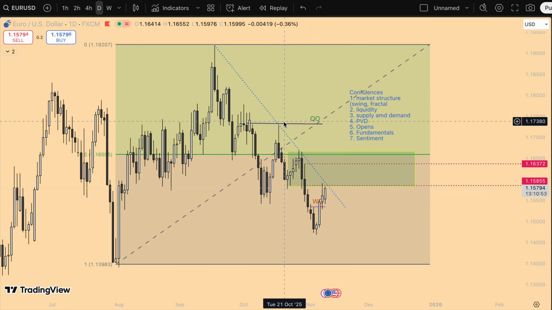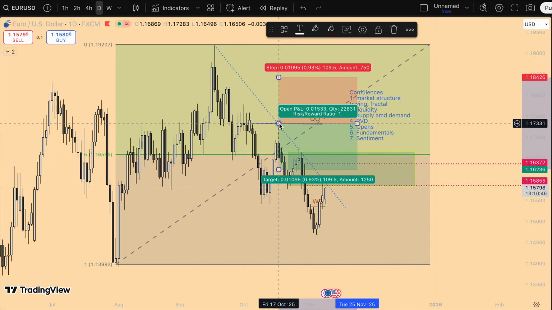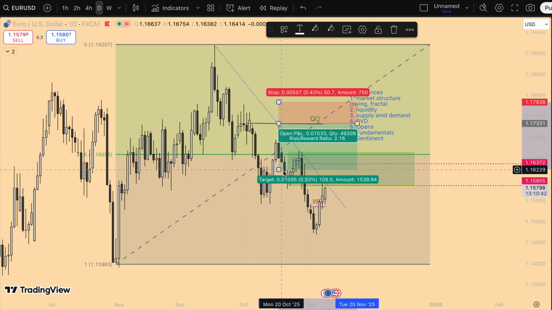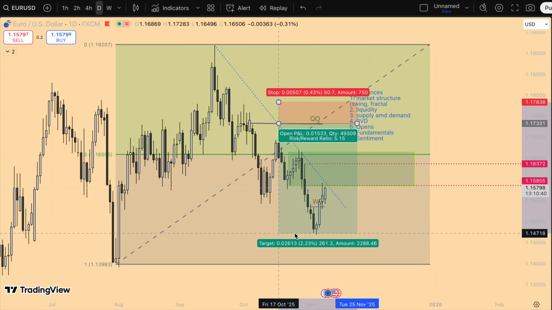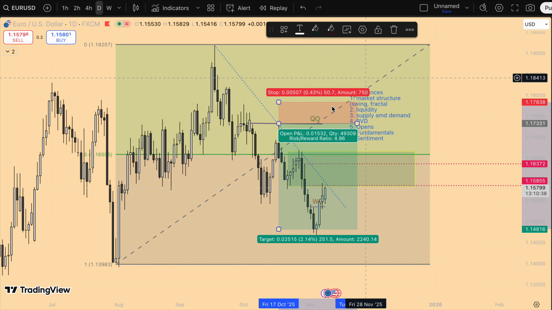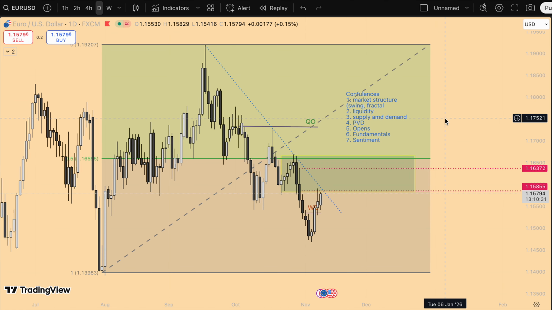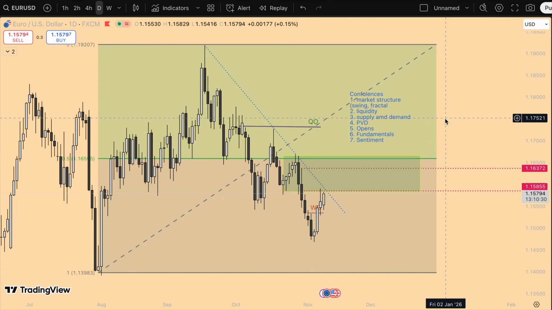So if you just saw this open, put your stop above here, right? This is just an example, you have to follow the strategy, but you would see at least a 1 to 5. So this is how good these opens can be. So need I say more?